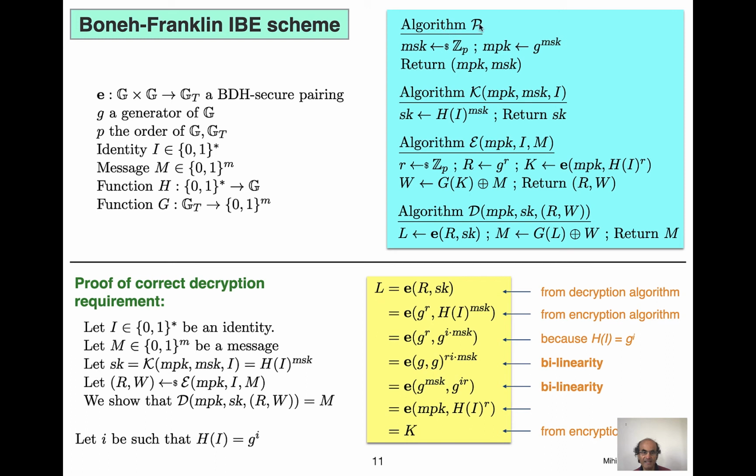The first thing we have to ask is, what are the parameters? What are the master secret and public keys? Well, this is quite simple. The master secret key is a random exponent and the master public key is g to that power.